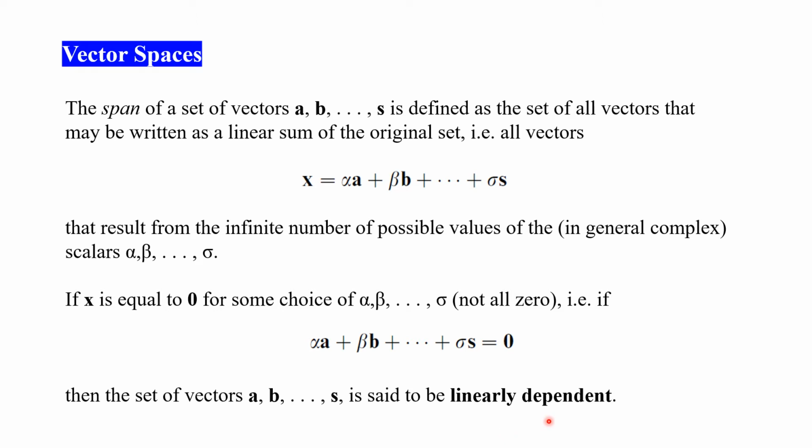If, however, this is not satisfied by any set of coefficients other than the trivial case in which all the coefficients are 0, again, if the only way for this to be equal to 0 is if alpha, beta up to sigma are equal to 0, then the vectors are said to be linearly independent, and no vector in the set can be expressed as a linear sum of the others.